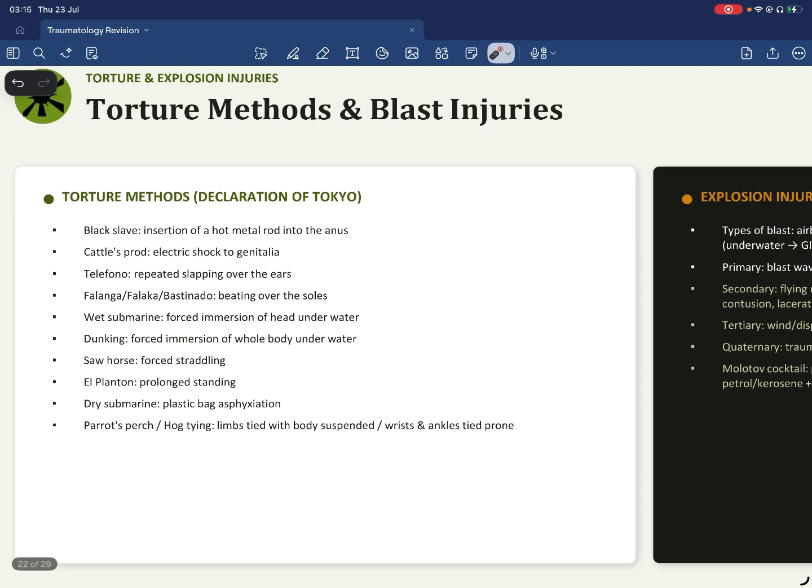Sawhorse is forced straddling. El planton is prolonged standing. Dry submarine is plastic bag asphyxiation. And parrot's perch or hog tying is where limbs are tied with the body suspended.